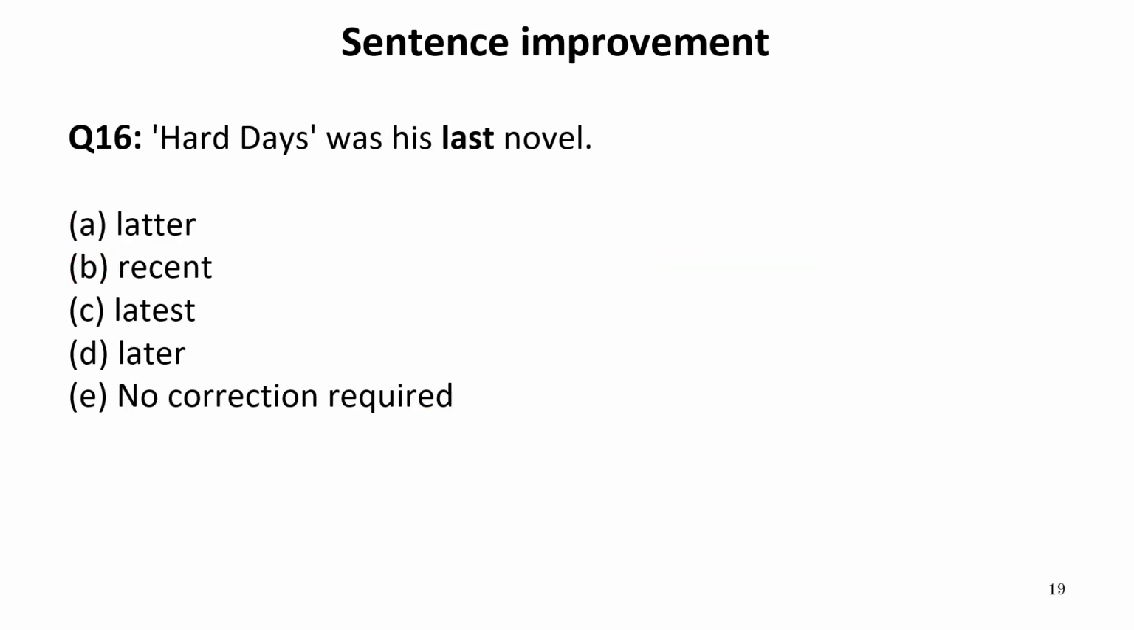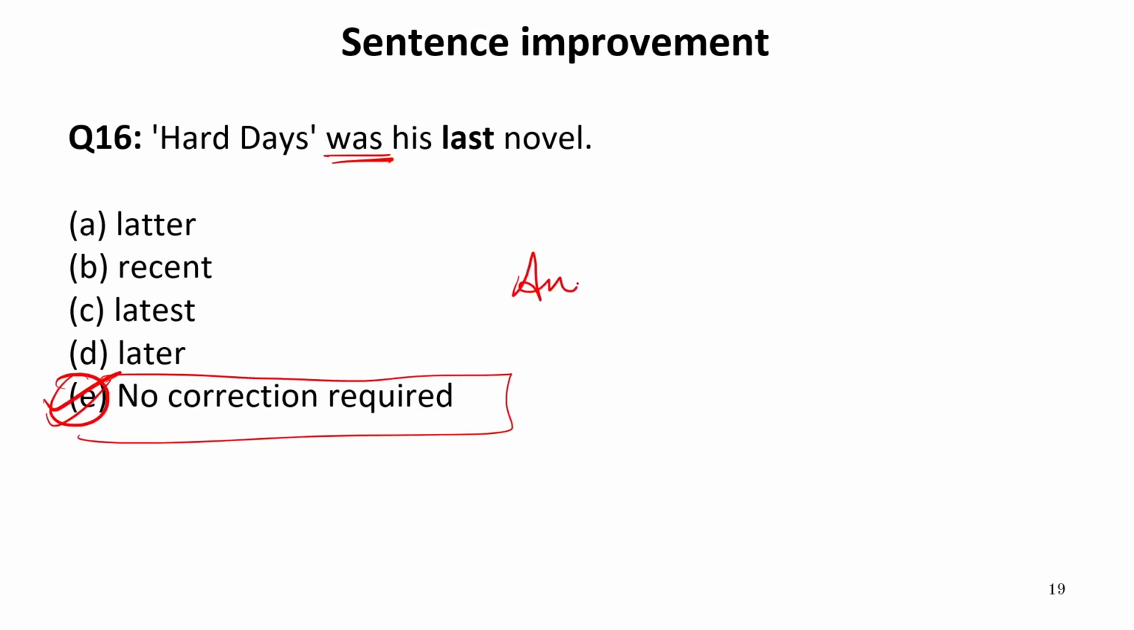Hard Days was his last novel. Now here was is given. It means we are talking about something that was in past. Now Hard Days, so it is the name of a novel and it was his last novel. The sentence is absolutely correct. Our answer is no improvement required or no correction required. So our answer is E.